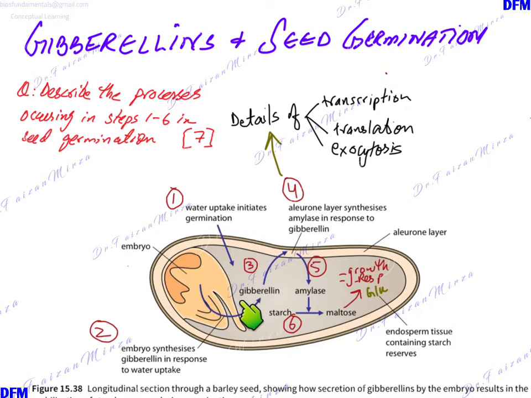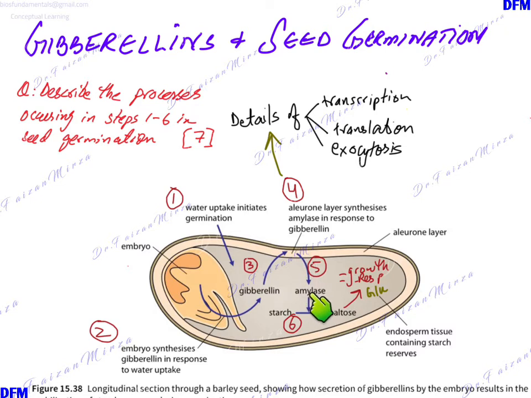The gibberellin then diffuses all along the endosperm, and it goes and attaches to the aleurone layer cells. Inside the aleurone layer cells, there are genes for amylase synthesis. These genes undergo transcription and then translation, and then amylase is synthesized. The amylase enzyme undergoes exocytosis, and the exocytosis causes this amylase to be released into the endosperm.